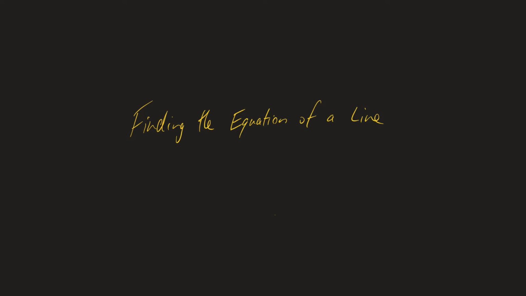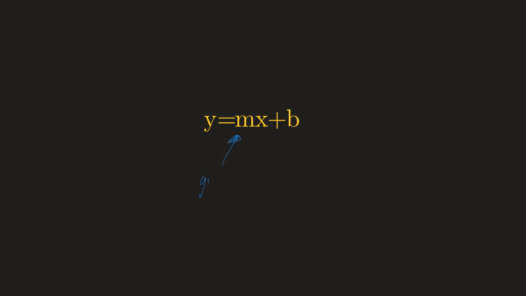In this video, we're going to look at finding the equation of a line. So far, we've looked at the gradient intercept form, y equals mx plus b, with m being the gradient and b the y-intercept. So what we're going to do now is look at some examples using the gradient intercept form, and we're also going to introduce you to the point gradient form.